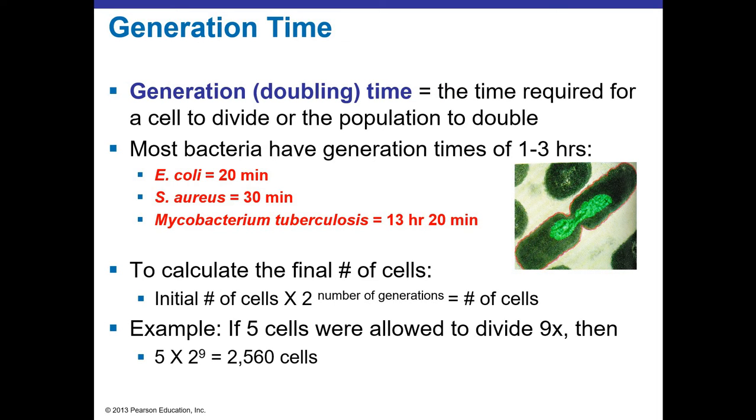So bacteria double. Therefore, when we talk about the generation time, many people also refer to that as the doubling time, the time required for the cell to divide or the population to double in number. Most bacteria have a generation time of 1 to 3 hours. E. coli is one of the fastest growing organisms. It doubles every 20 minutes. That's why E. coli has become one of the workhorses of molecular biology. It is easy to grow and it grows very quickly.